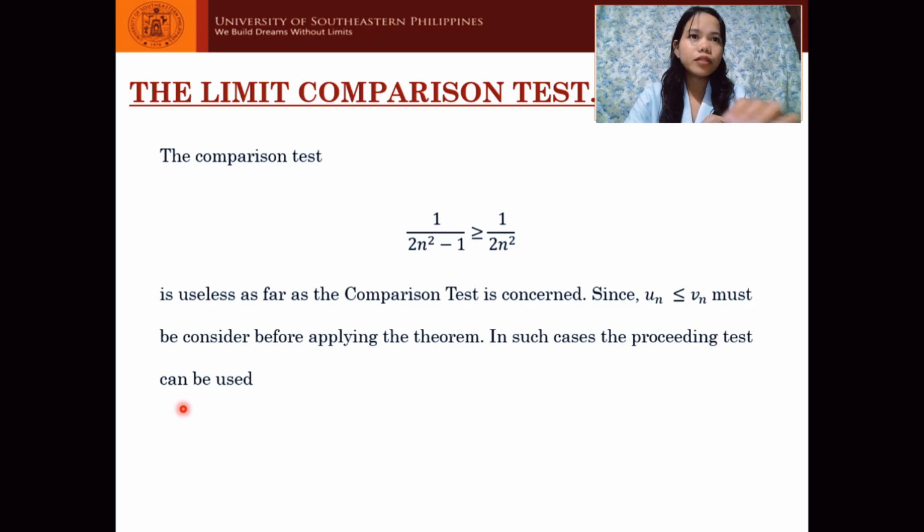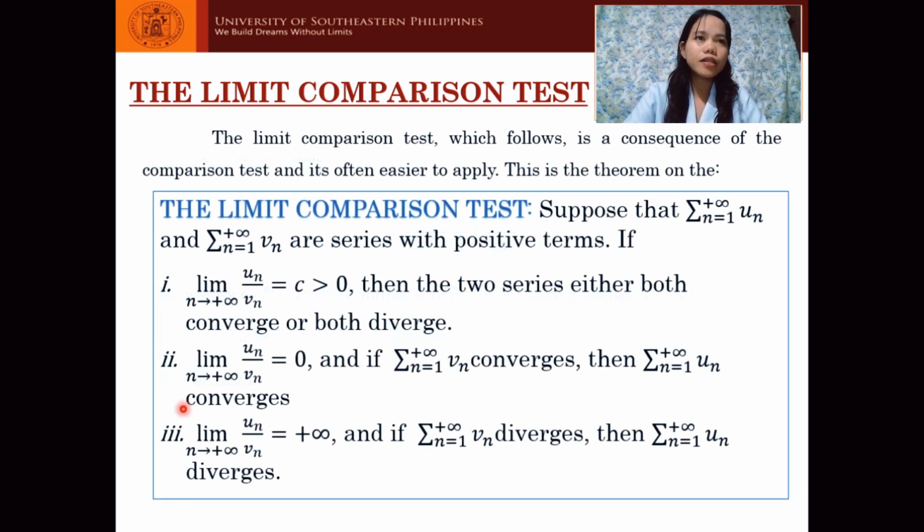So what does the limit comparison test tell us? It tells us to find the limit of the ratios of two series. The limit comparison test follows from the comparison test, and it's often easier to apply. So this is the theorem on the limit comparison test. Let's talk about the limit. For this one, we have three conditions.